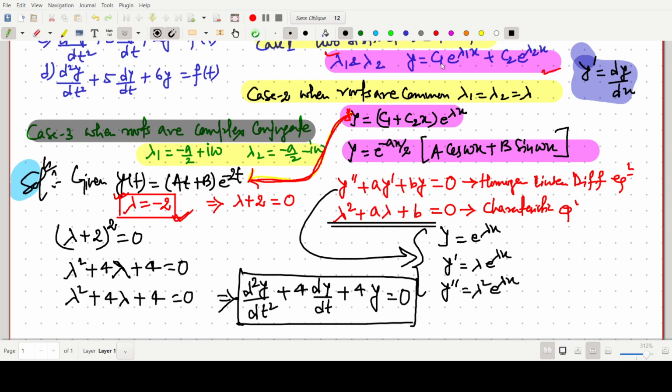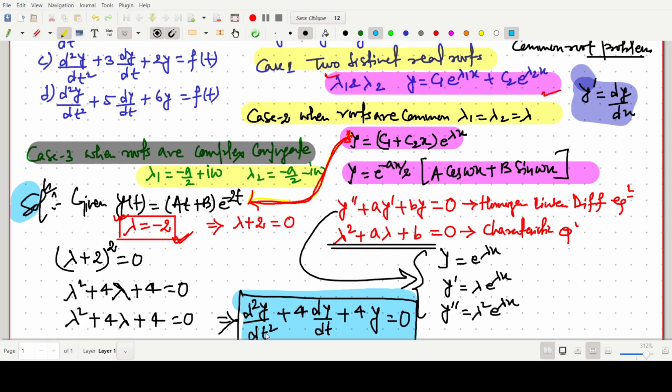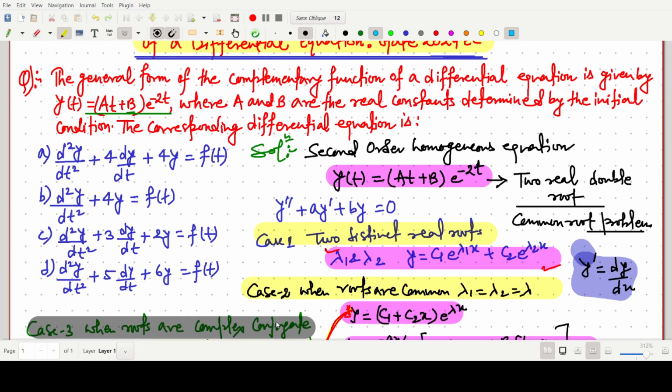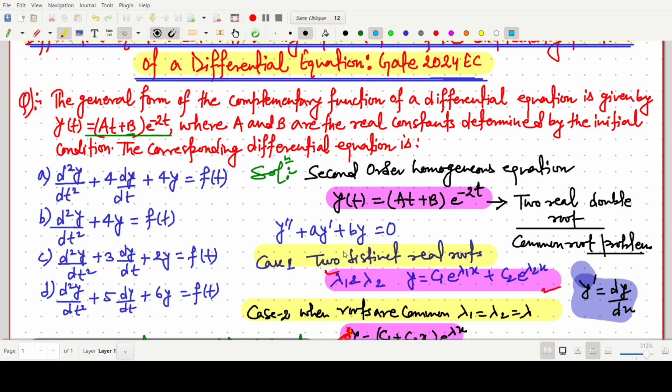So this one is the solution. The corresponding differential equation for the above function will be d2y by dt square plus 4 dy by dt plus 4y equals f(t), because we have to write the corresponding differential equation. So option number 1 will be the correct answer for this.